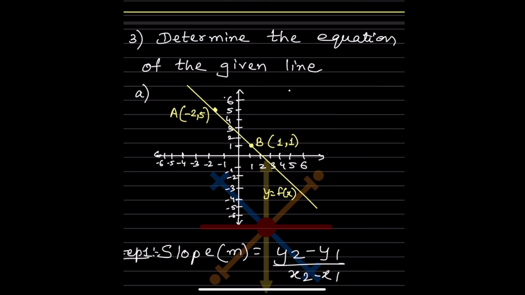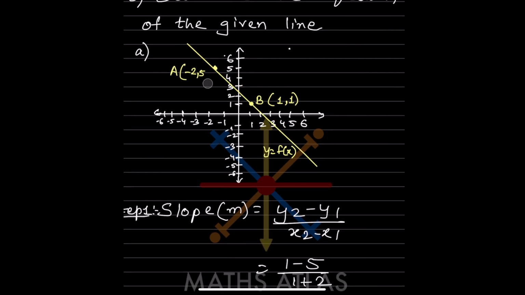Now the next part is to determine the equation of the given line. This is a line given here on this graph. The points are here: A is minus 2 and 5, and B is 1 and 1. Can you see this 1 and 1? Whenever you write it, this is x and this is y. And here, the point is minus 2 on the x and 5 on the y. Hope this is clear to you.